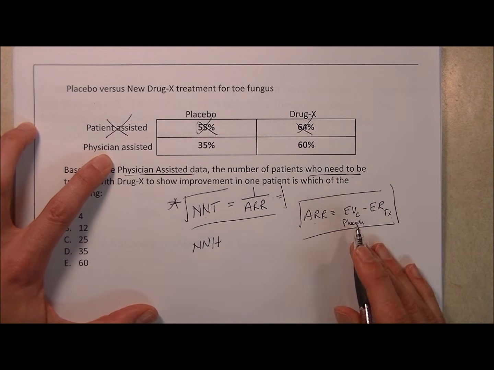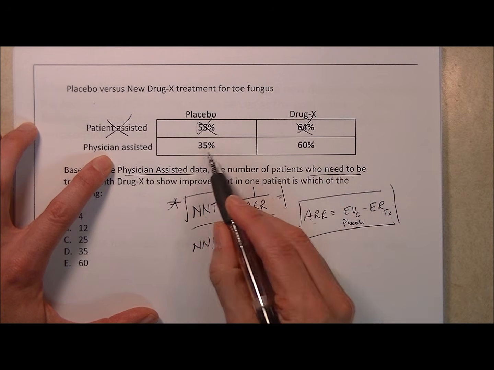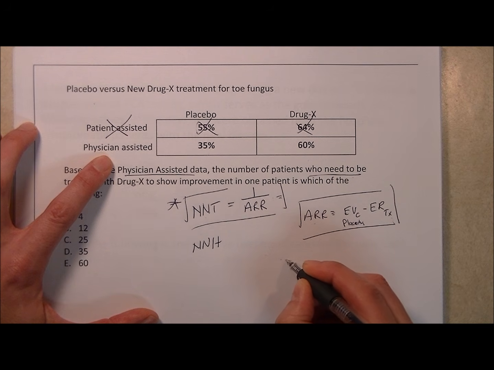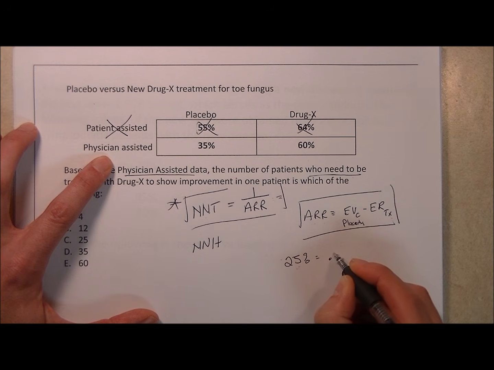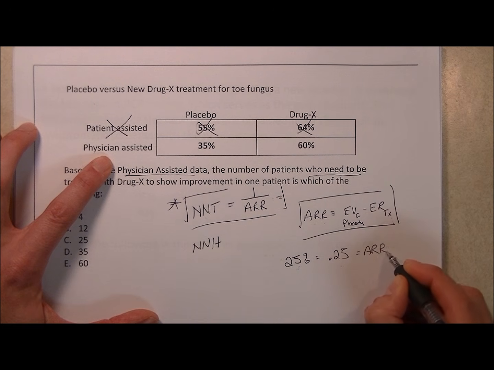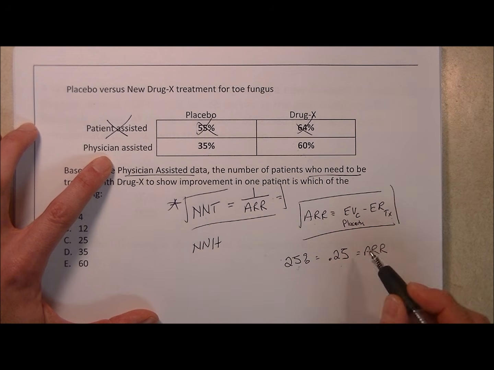So now we find the difference between the placebo or control and what the drug said. And what's the difference between 60 and 35? That's 25, right? And we don't deal with percents in math, we deal with basically decimals. So 25% is 0.25, and that's your absolute risk reduction. That's the difference between treatment and placebo, your absolute risk reduction. They usually give you a chart to make you find this.